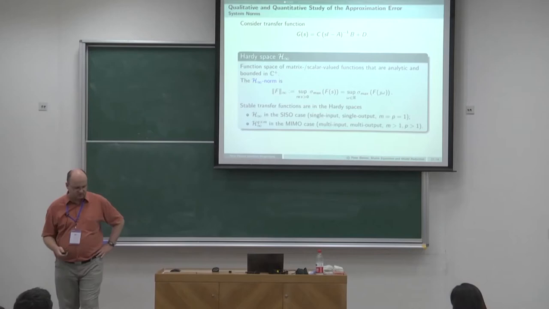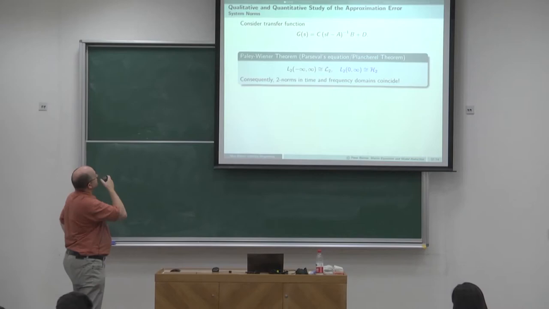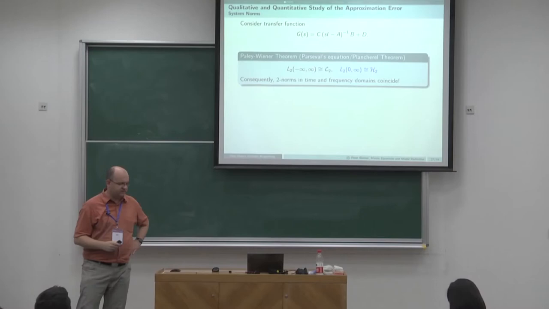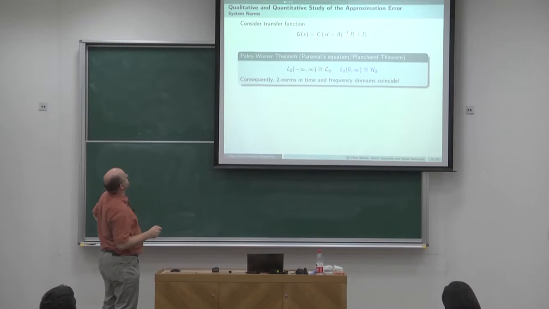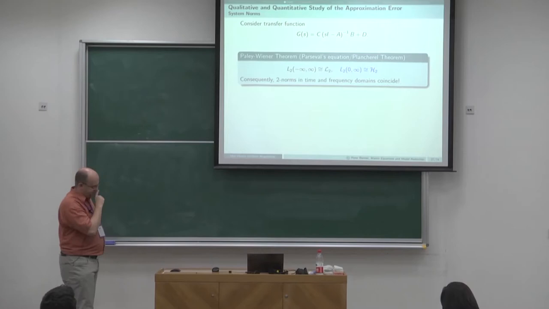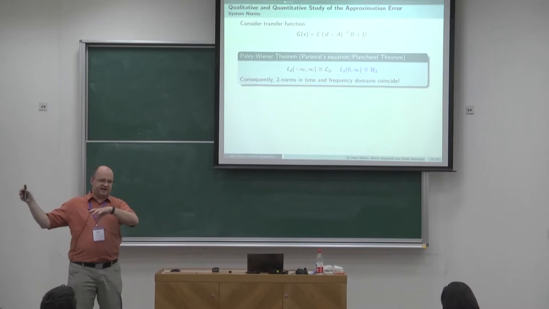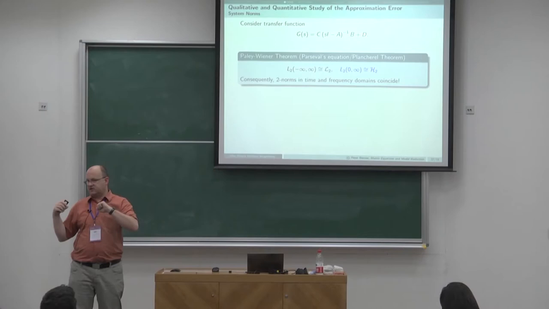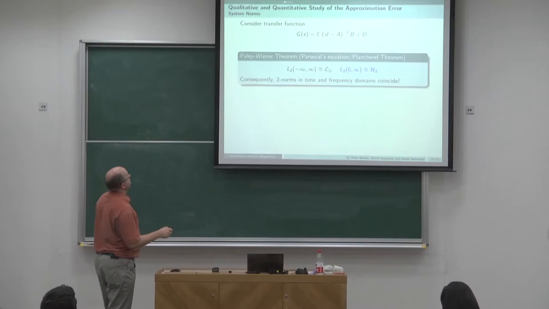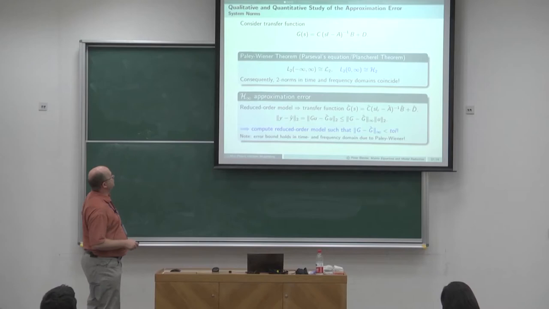Okay, and one thing that you should know from any kind of lecture involving Fourier analysis is Parseval's equation or Parseval's identity, or also sometimes called the Plancherel theorem. Depends on what's the main subject of your investigations. But it tells you basically that the L2 spaces, whether you're in frequency domain or in time domain, whether you've done a Fourier transform or a Laplace transform of your function, they are all the same. That means also that the two norms in time and frequency domain coincide. And this gives us the first error bound that we want.